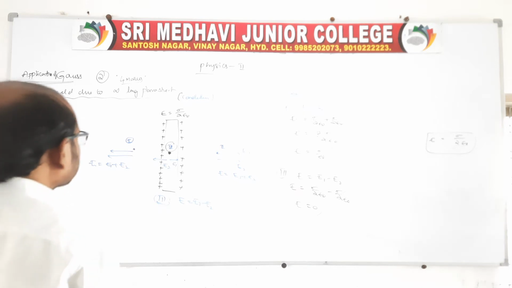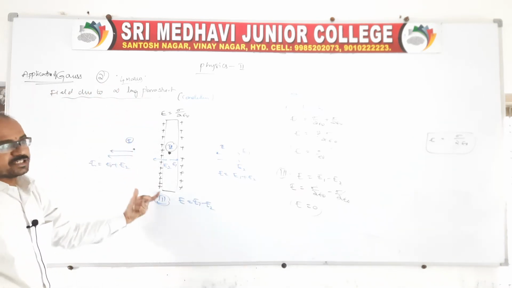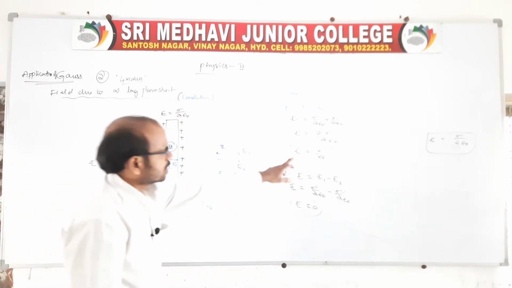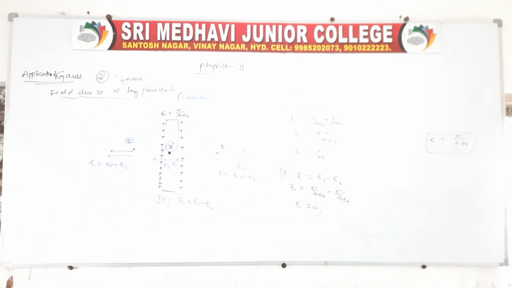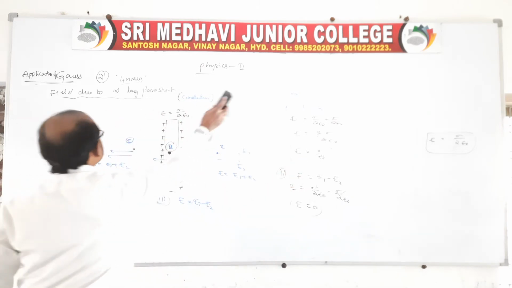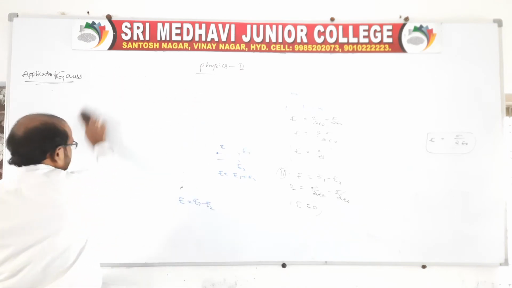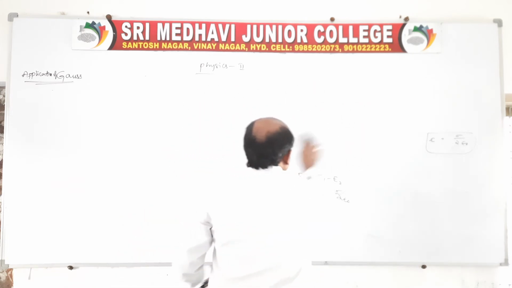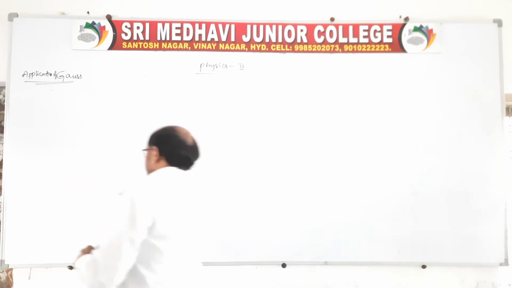Okay, so this is related to what? Field due to an infinitely long plane sheet, a conducting sheet. Inner will be 0, outer regions are sigma by epsilon naught, which is very important, right? Now this is the second application. Now we will go for the third application, that is, field intensity due to a spherical conducting shell.